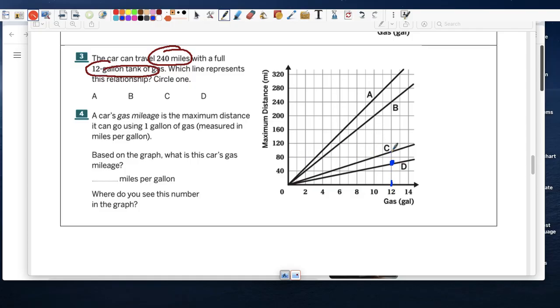Car C with 12 gallons, I can drive about this much. It looks like 100, so definitely not it. Car B, 12 gallons, I can drive 240. We have a win. And then let's do car A because we can. It was 12 gallons, and this is the point. This would be 12 gallons and about 300 miles. But the question is asking for which one can you drive 240? So car B would have been our answer.